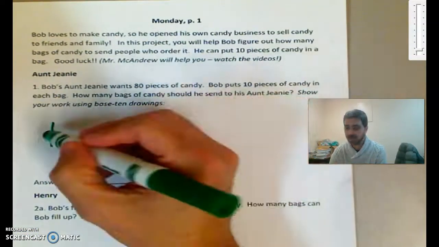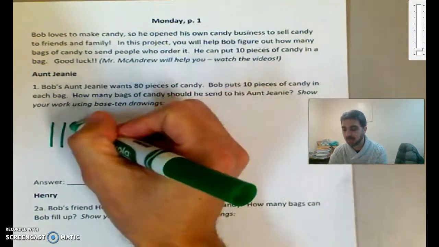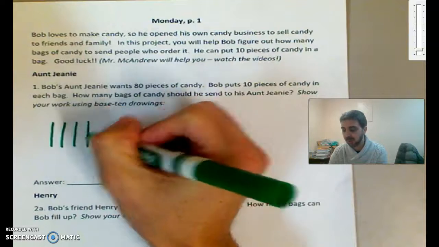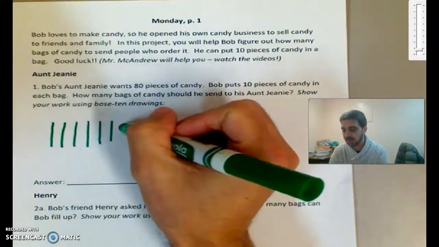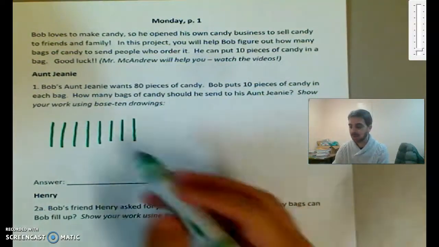That's 10 pieces of candy because there's 10 in 1 bag. Another bag is 20. Let's see, 30, 40, 50, 60, 70, 80. So I'm at 80. All right, so that's 80.